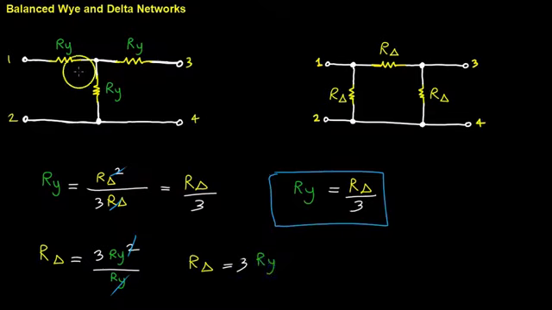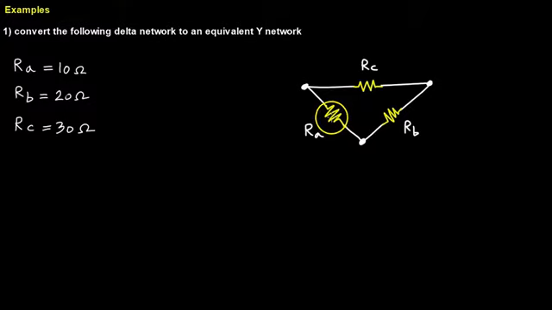So this concludes the discussion about balanced Y and delta networks. Let's go ahead and move on to some examples. Alright, let's do our first problem. In this problem, we're asked to convert the following delta network to an equivalent Y network. So we know right off the bat what sort of equations we're going to need to use.